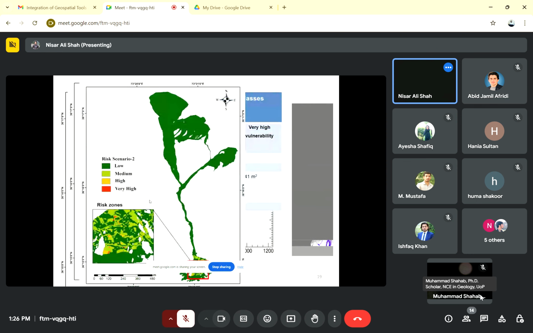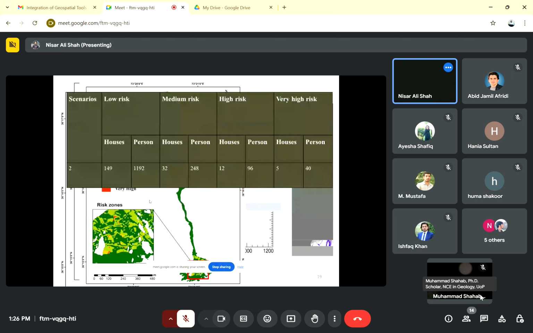And this is the risk map based on the second scenario. In the second scenario, you can see at low risk 149 houses. If we compare this second scenario with the first scenario, in that scenario 165 houses were lying in the low risk, but the low risk level is decreasing and the high risk level is increasing. You can see the 40%. It means the average person in the house is 8. So you can see the level of risk is increasing in the second scenario.